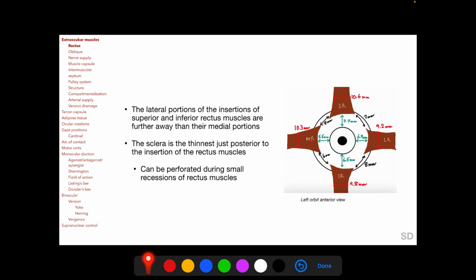The lateral portion of insertions of the superior and inferior rectus muscles are further away than their medial portions, and the sclera is the thinnest just posterior to the insertion of the rectus muscle and can be perforated during small recessions of the rectus muscle, and this is also very important to remember.